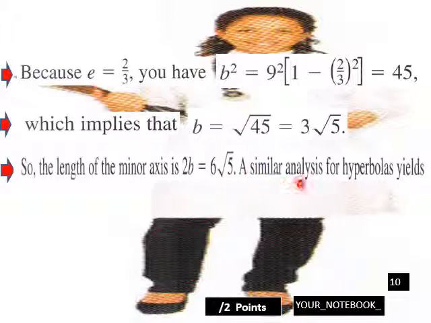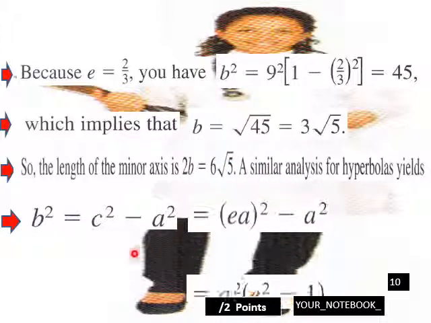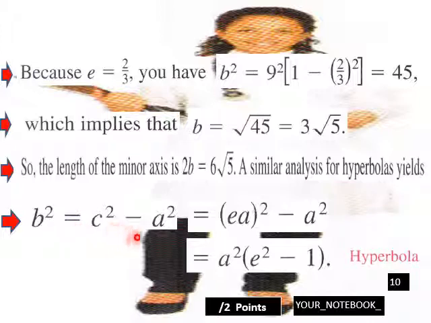A similar analysis for hyperbolas yields b squared equals c squared minus a squared equals (ea) squared minus a squared. And then again, we factor out an a squared. We get a squared times the quantity e squared minus 1, and this would be for a hyperbola here.